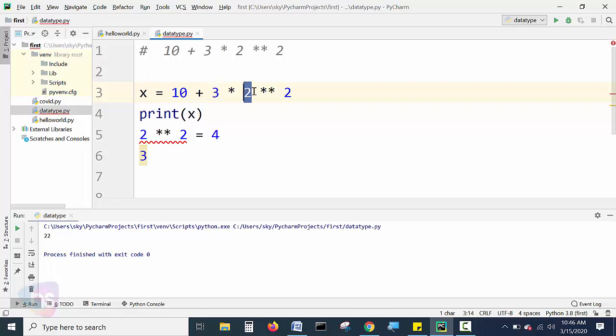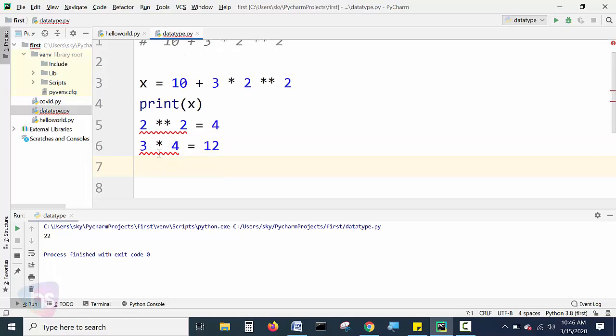Now 2 power 2 is 4 in value. Now the multiplication will be calculated with 3 into 4. What is 3 into 4? The value is 12. And what is 10 plus 12? It will be calculated, that's equal to 22. As we get, the answer is 22.